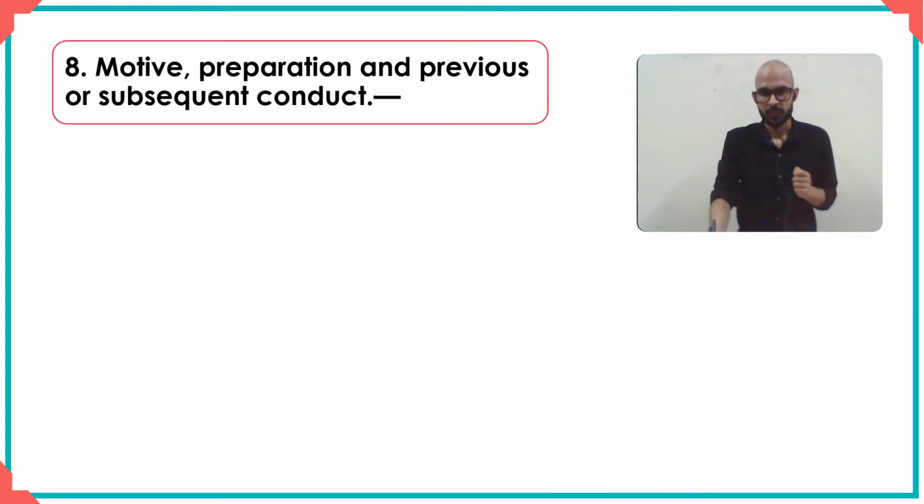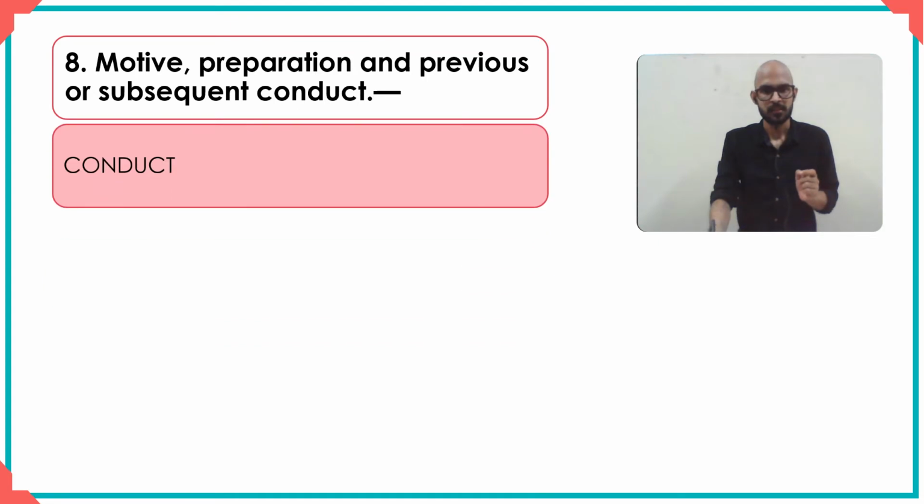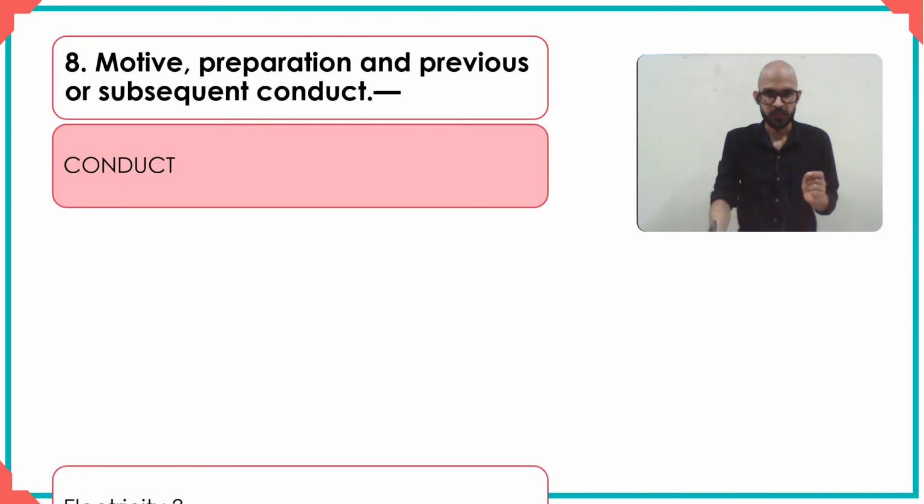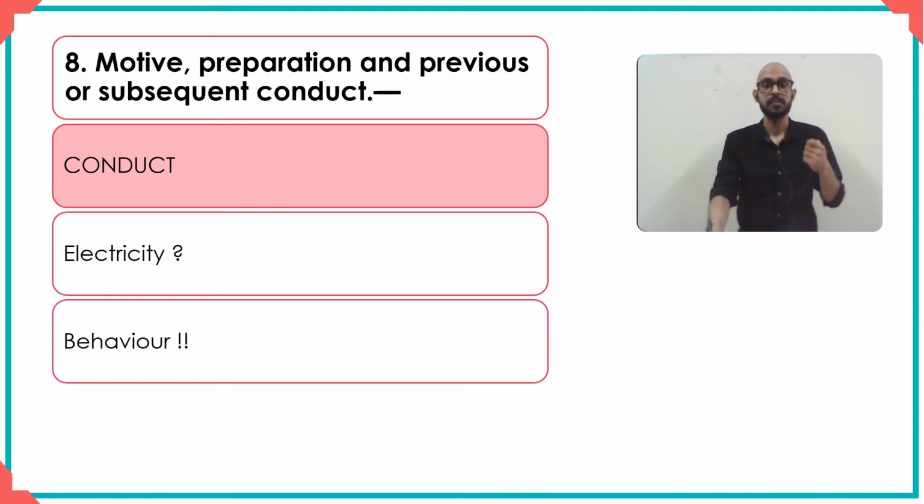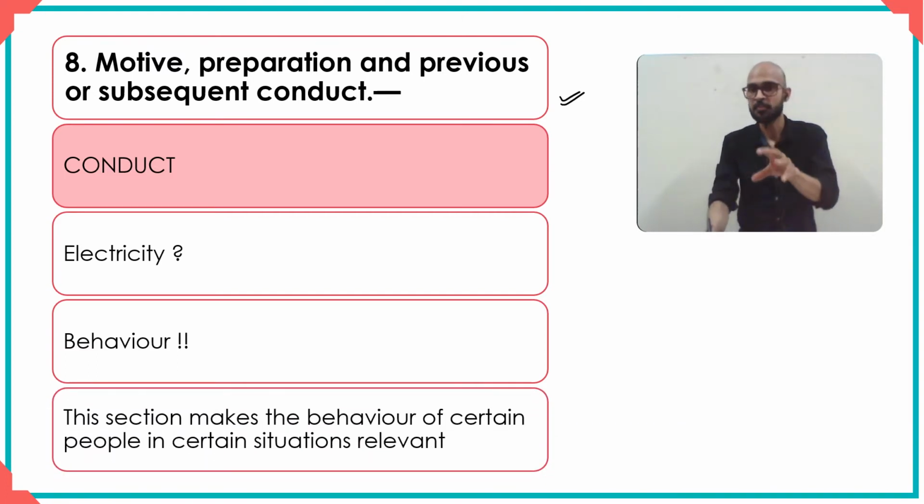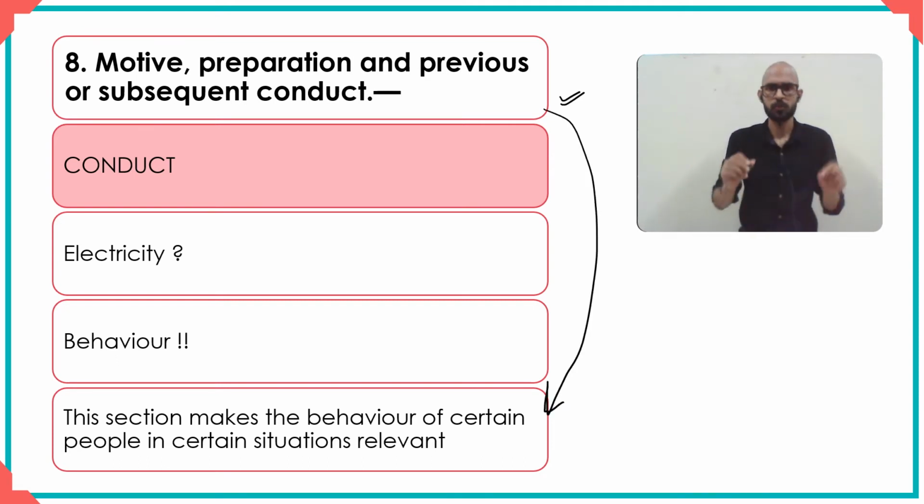Getting to the third word. The third word is this word. Now, with relation to this word, are you thinking of electricity, conducting electricity? No. When you say conduct, this is conduct, which basically means behavior, right? So Section 8 also makes relevant some facts that reflect behavior. Well, behavior of certain people in certain situations, right? That's what is made relevant by Section 8. It talks of the behavior of certain people in certain situations.